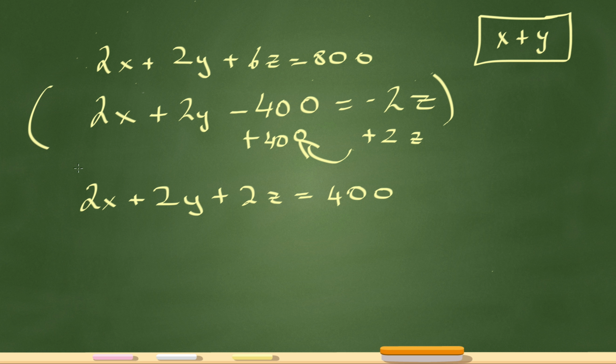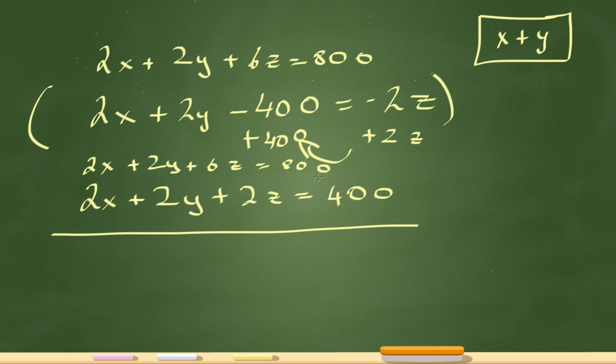And then at the top I have 2x plus 2y plus 6z equals 800. All right, and the question is saying, what's the value of x plus y? Let's see where we can go with this. Okay, I see something. I can figure out the value of z. See this whole thing? I hope I didn't make it too messy up here.